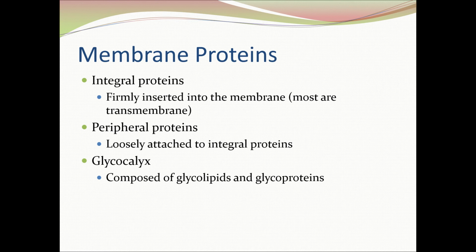There are also proteins in the plasma membrane, and the proteins include integral proteins, which are going to run through the entire surface to middle to inner surface of the plasma membrane. Peripheral proteins, which will be loosely attached to the integral proteins and found either on the outside or the inside of the membrane. And then a structure called the glycocalyx. The glycocalyx is composed of glycolipids and glycoproteins. Essentially, it's a bunch of sugars that are connected to either fats, which are lipids, or proteins.